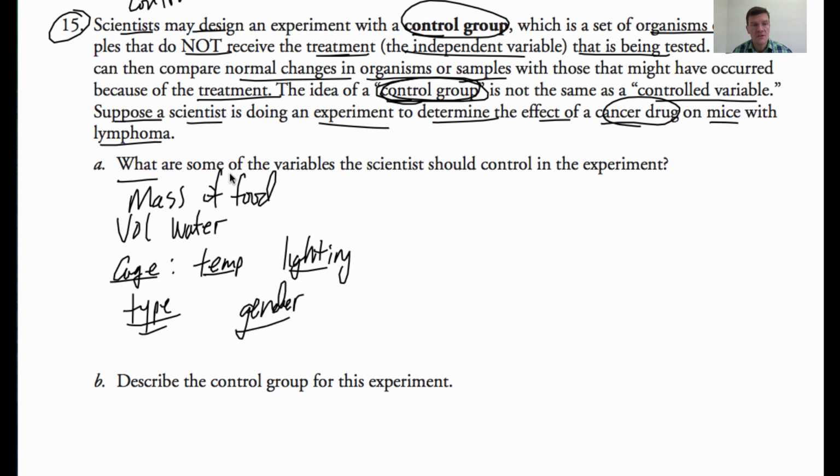Okay? So these are some of the variables that they would want to control. They don't want those to change because they want to see if it's the drug that is actually making the change in the mice, or if it is any of these other things. They don't want these things to be influencing the health of the mouse.